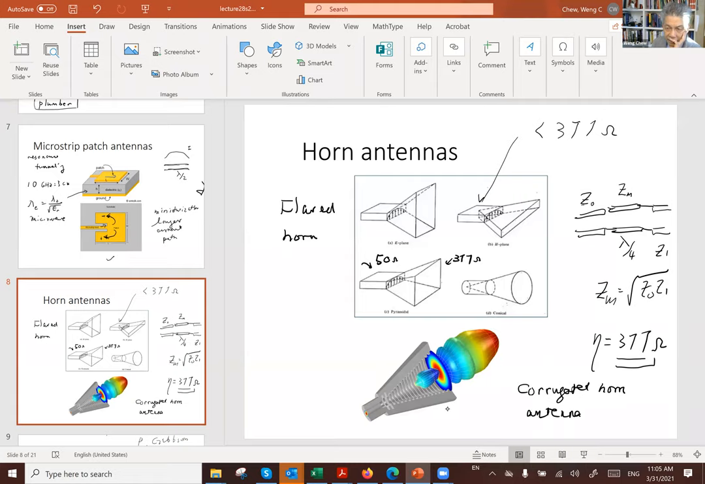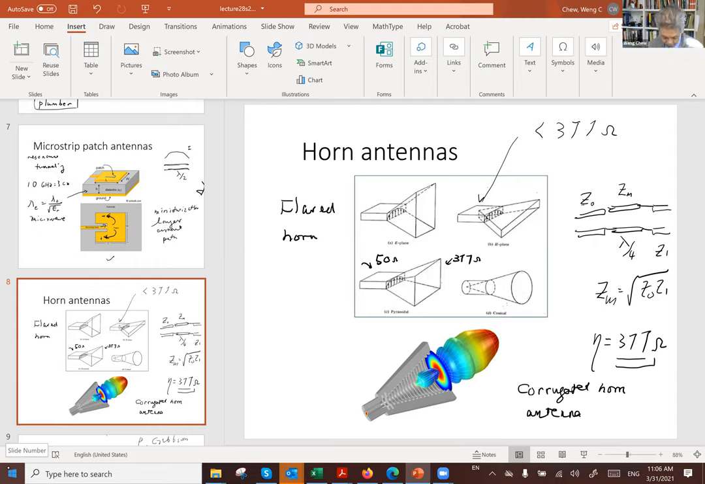The reason why it's corrugated is because you probably learned from your waveguide theory section that if you have corrugations in a circular waveguide, it enhances the TE10 mode. The TE10 mode is axially symmetric. And when you have an axially symmetric mode propagating out there, then the radiation pattern is also axially symmetric. That's why we want to enhance this mode of the horn antenna so as to arrive at the radiation pattern that is circularly or cylindrically symmetric.